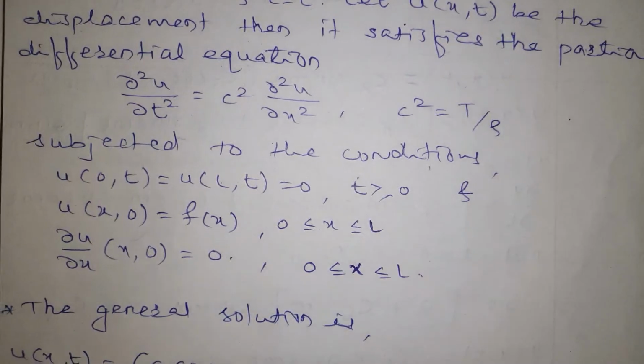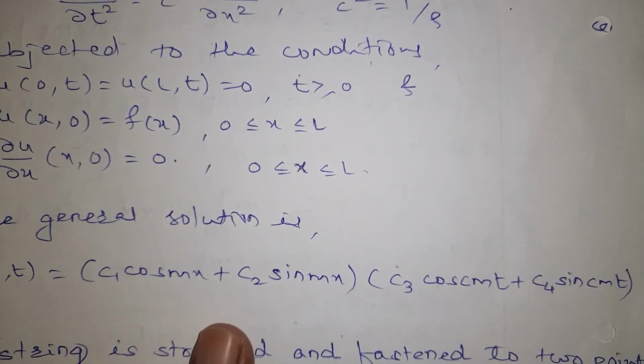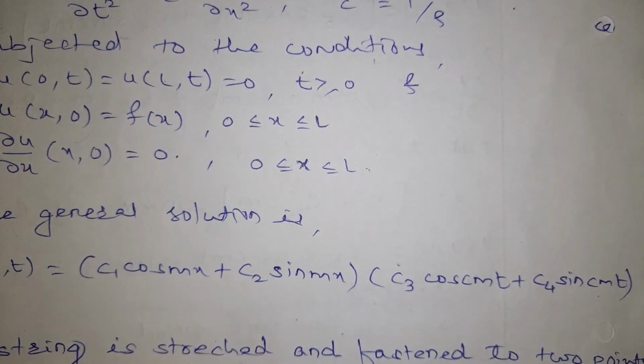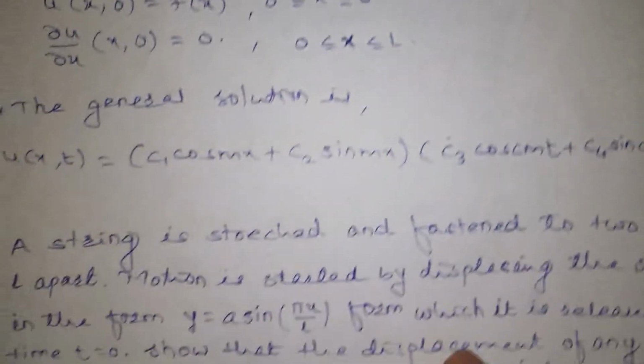So our answer, the general solution, is u of xt is equal to c1 cos mx plus c2 sin mx, c3 cos cmt plus c4 sin cmt, or you may write c1 cos cmt plus c2 sin cmt, c3 cos mx plus c4 sin mx. You can write c1, c2, c3, c4 in any order, just remember this equation. This is our general solution of the wave equation. Okay, understood? Now let us solve one problem on that.